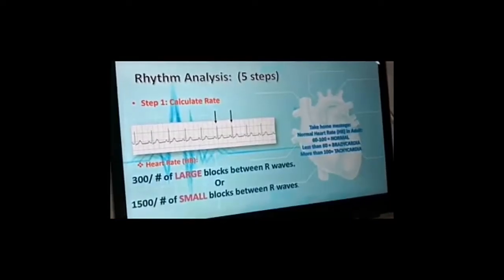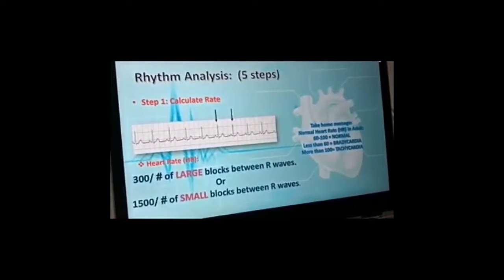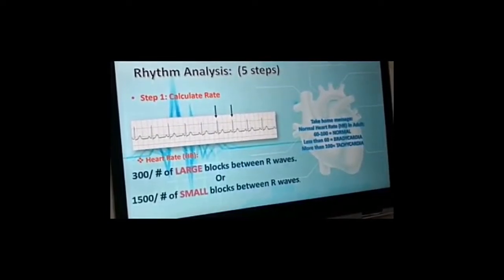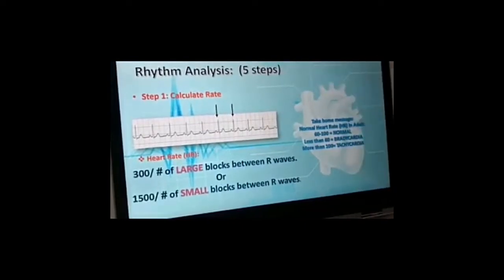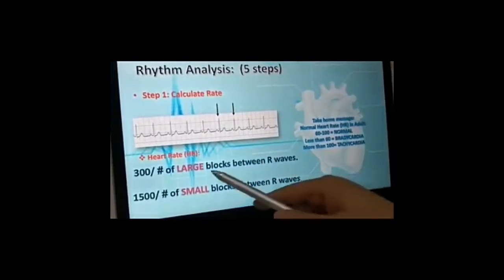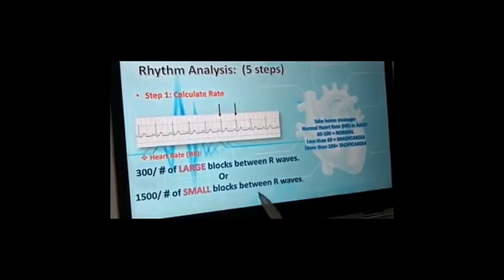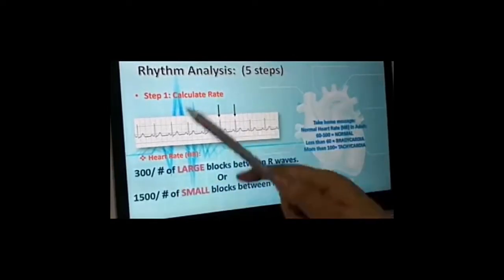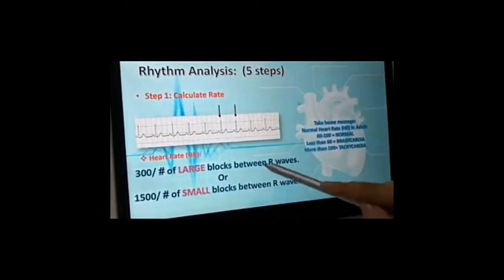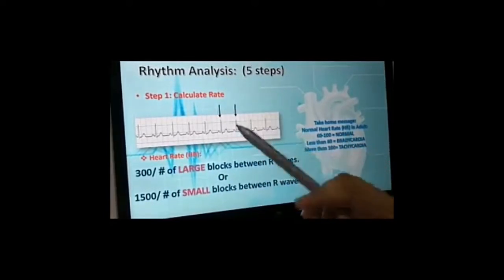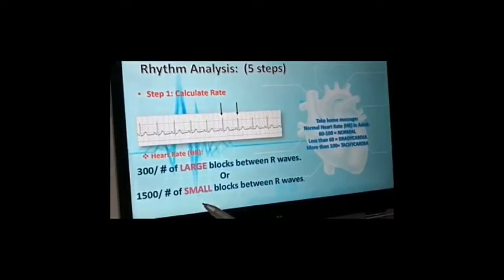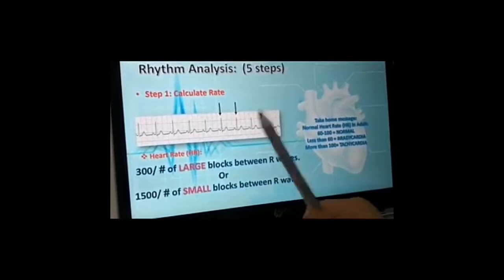Okay, let's focus on rhythm analysis. There are five steps. هنتكلم عنهم in details. Starting with step number one, calculate rate. Calculating rate يتم عن طريق two ways, إما عن طريق the large blocks اللي هي large boxes أو the small blocks اللي هي small boxes. إذا كانت عن طريق the large box اللي هنسويه إننا نقسم 300 divided by number of large blocks between the RR waves, or 1500 divided by number of small blocks between RR waves.